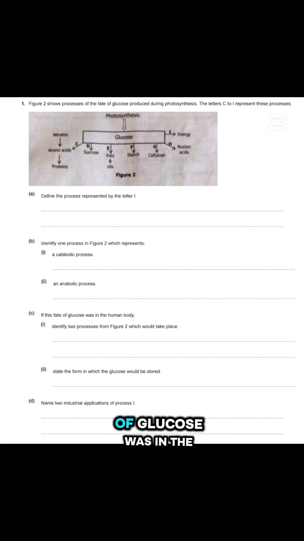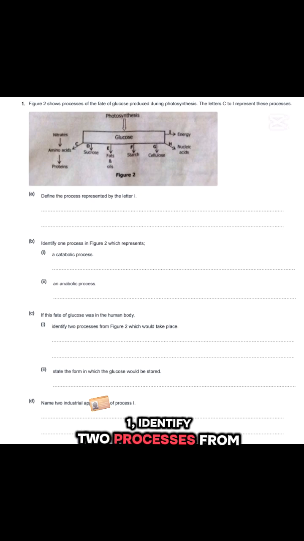C. If this fate of glucose was in the human body. 1. Identify two processes from Figure 2 which would take place. C. Synthesis of amino acids and proteins. E. Synthesis of fats and oils. I. Respiration to produce energy. H. Synthesis of nucleic acids. Any two of the above. 2. State the form in which the glucose would be stored. Answer: glycogen.